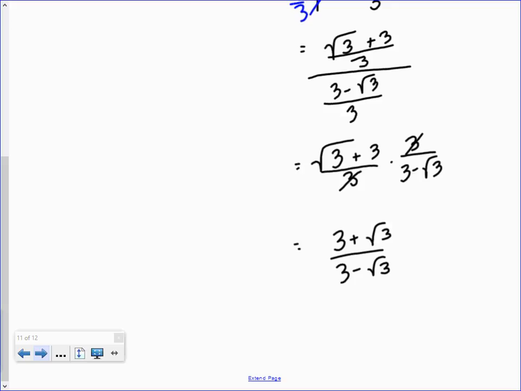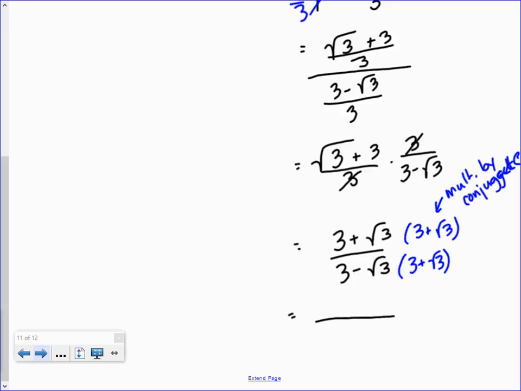So, do you know what we would do if we have 3 minus square root 3 in the denominator? Multiply by 3 plus square root 3. That's the conjugate. Multiply by conjugate here. And this is going to rationalize my denominator. So in the denominator, I'll have 9 minus 3, which will be 6. Okay, the 3 square root 3 and negative 3 square root 3 are going to cancel each other out. In the numerator, I'm going to have 9 plus 3, and then I'm also going to have a 3 square root 3 plus another 3 square root 3. So that would be 12 plus 6 square root 3s.